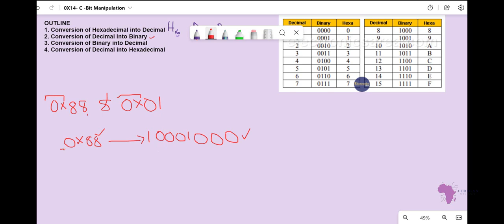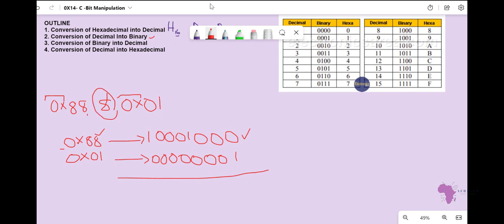Now that you have the binary of that particular number, we get the binary of this other one, which is 0x01, which in this case is like saying 1. It's like saying 00000001. So that will be our binary for this one. So what do we do next? In this case, we have been given AND. So what are you supposed to do?